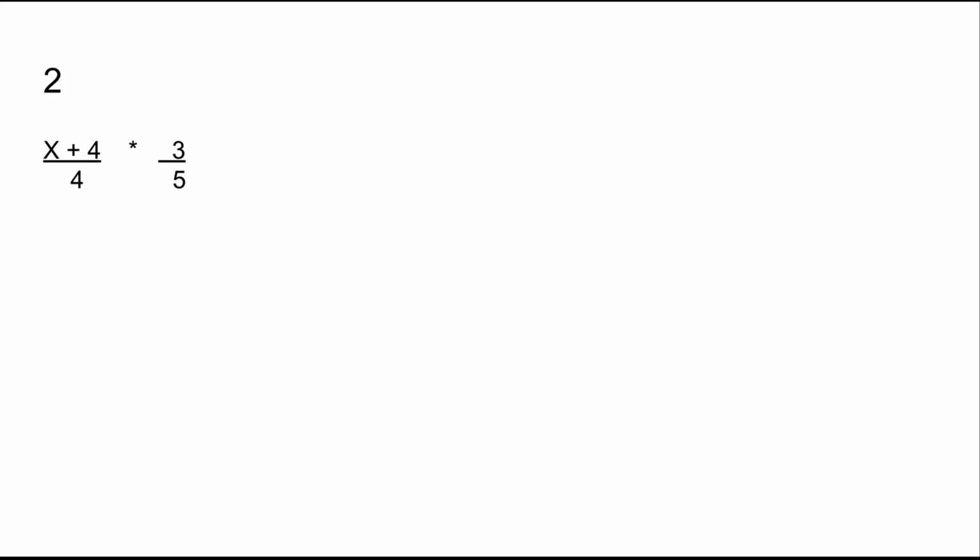Okay, we also need to multiply fractions, and so we are going to multiply 3 times x plus 4. When we do that, we're distributing 3 times x and 3 times 4, which is 3x plus 12. And then our denominators are 4 times 5, which is 20. Here, we cannot reduce because 3 is not divisible by 20, and so therefore this is our final answer.